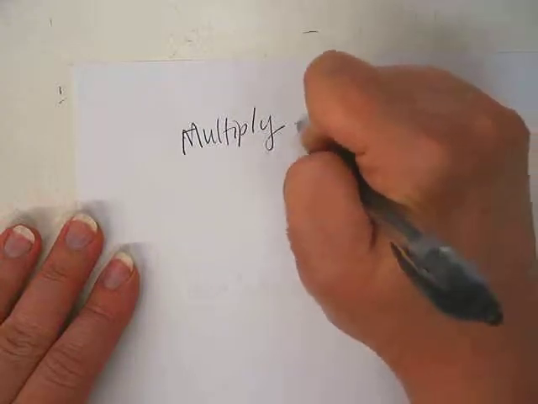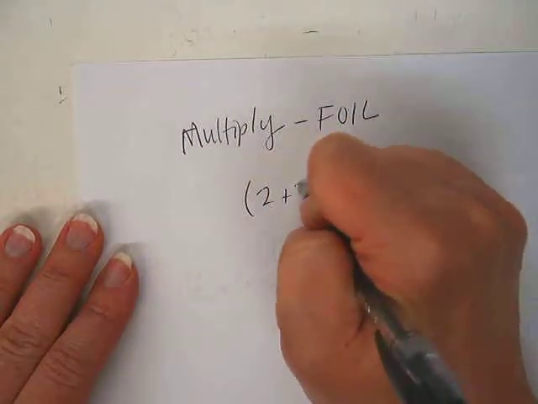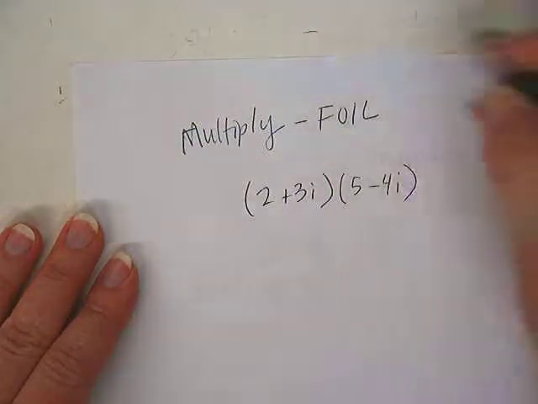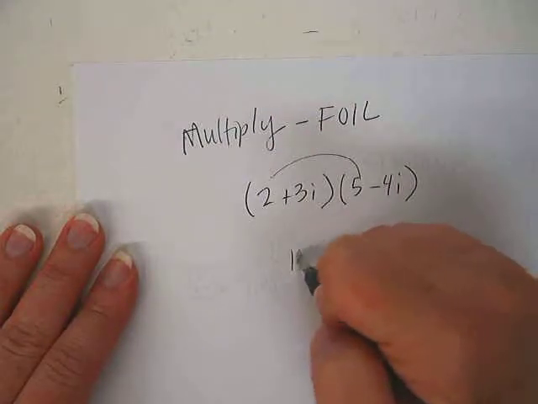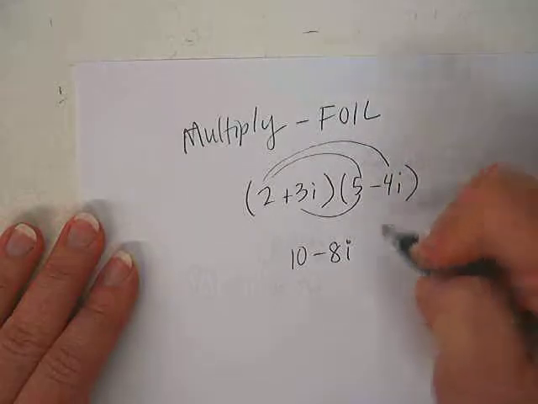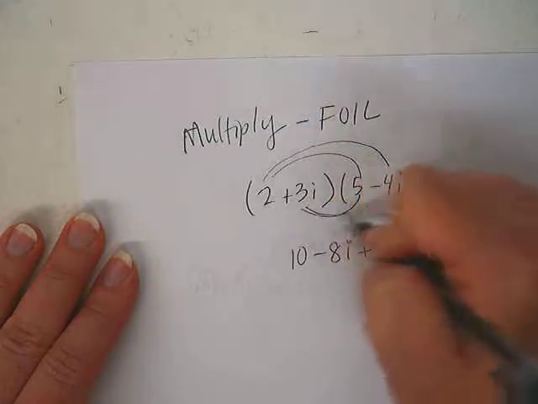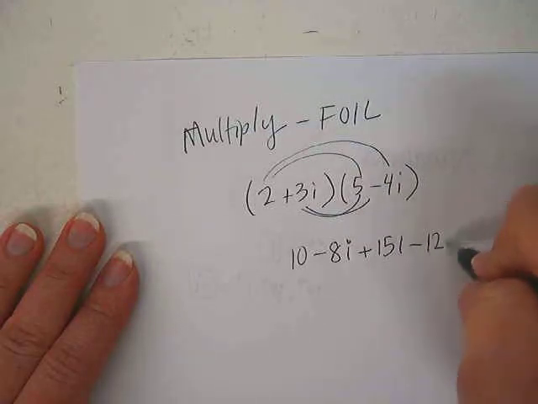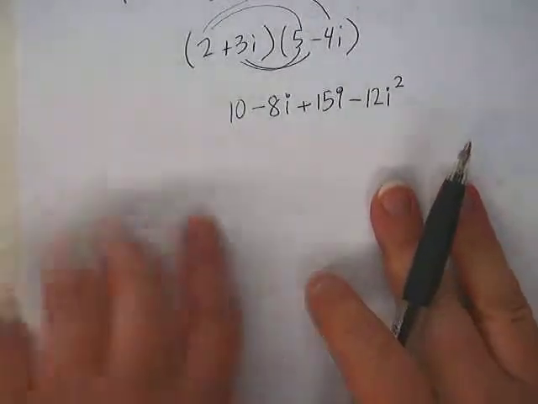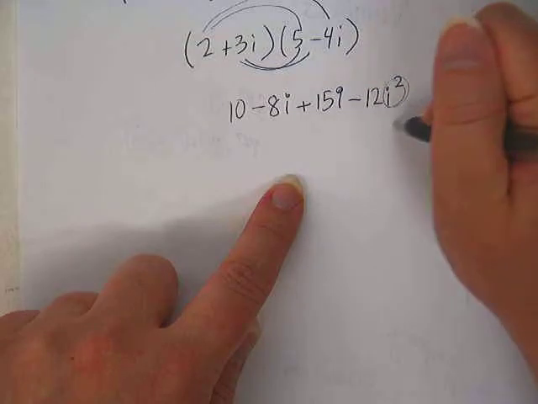Multiply. So we can multiply complex numbers by foiling. So let's suppose we have 2 plus 3i and we're multiplying 5 minus 4i. Multiply 2 times 5 is 10. 2 times negative 4i would be negative 8i. 3i times 5 would be 15i, and then 3i times negative 4i would be negative 12i squared.